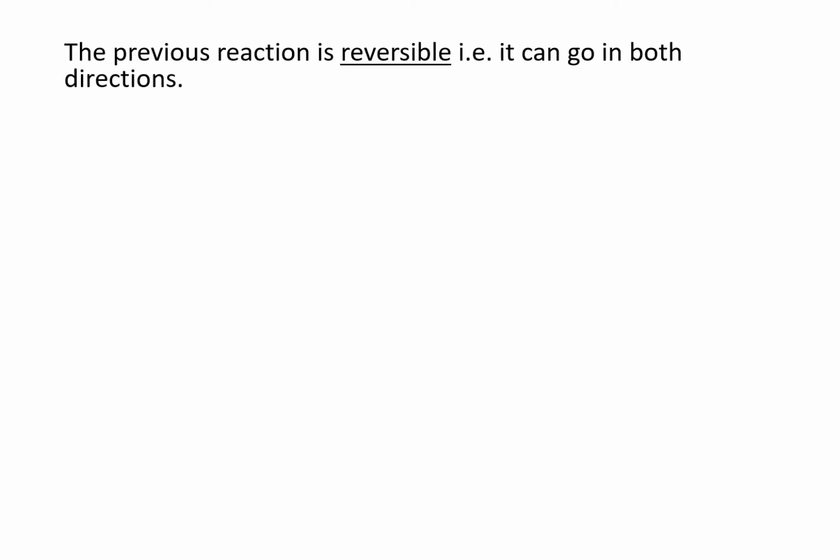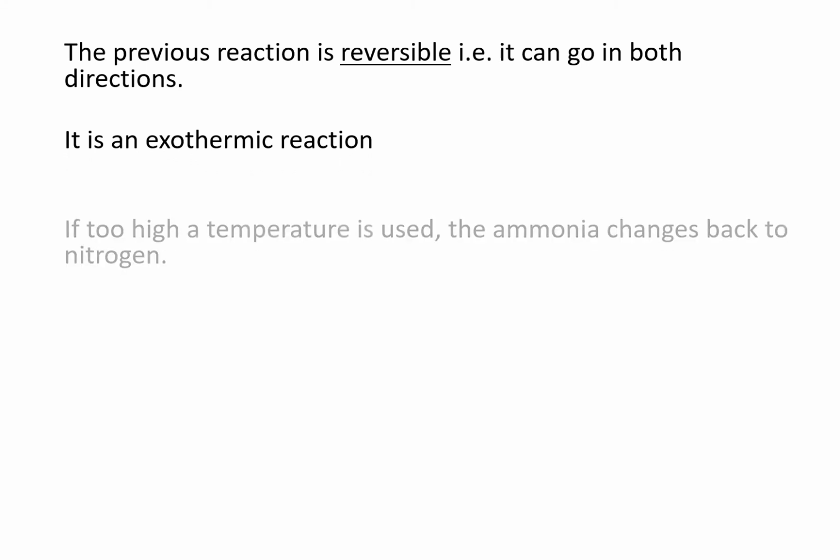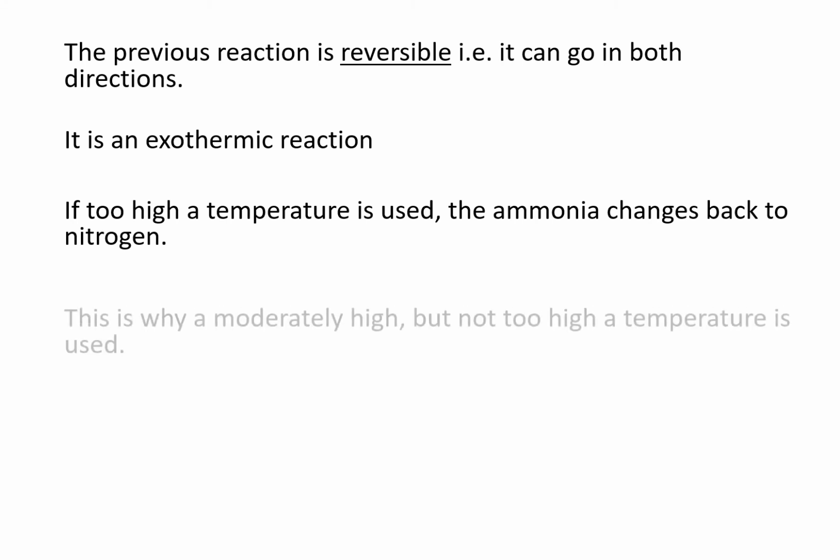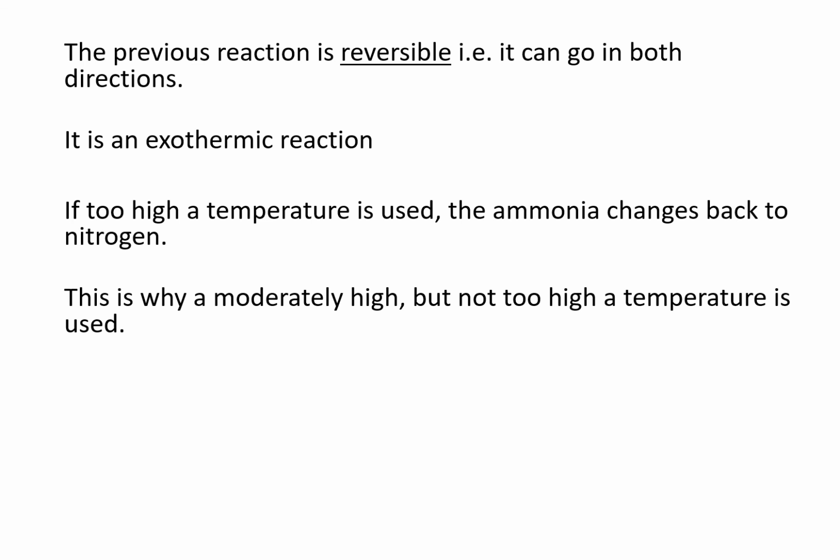This process is reversible, so it can go in both directions. This is indicated by the double-headed arrow. It's an exothermic reaction, so it gives out heat. If too high a temperature is used, the ammonia will change back to nitrogen and hydrogen, so it's reversible. So the high temperature favours the reverse reaction. This is why we use a moderately high temperature, but not too high a temperature.